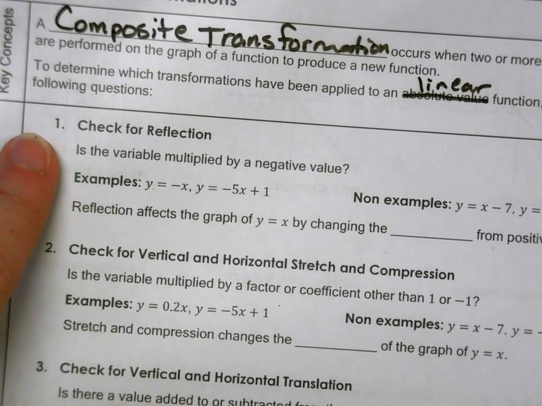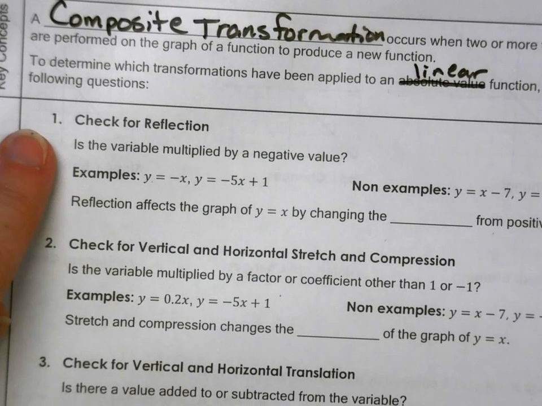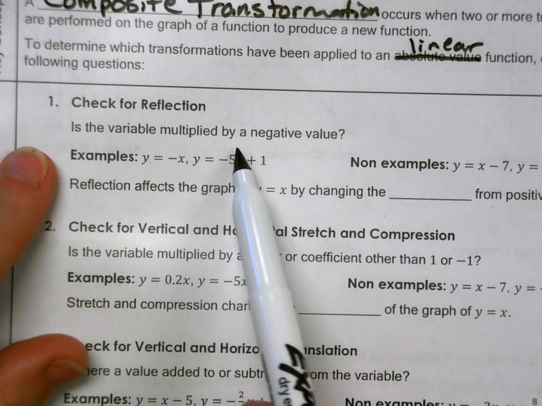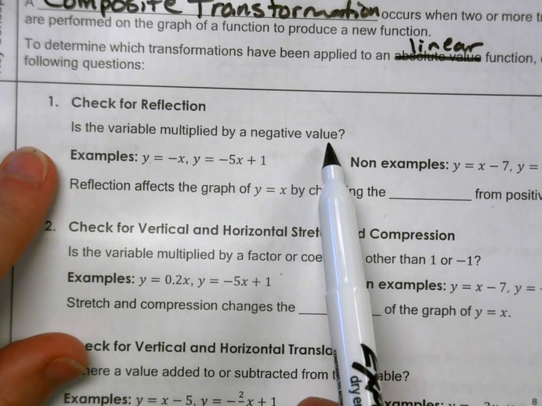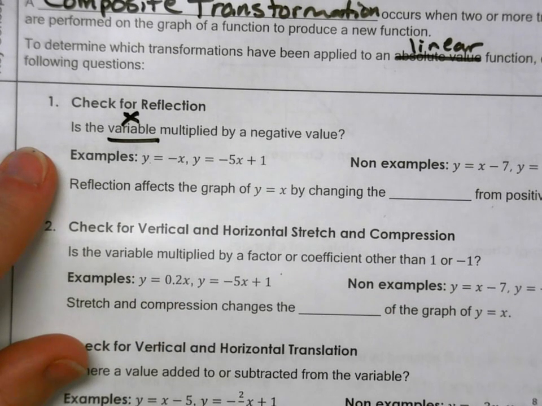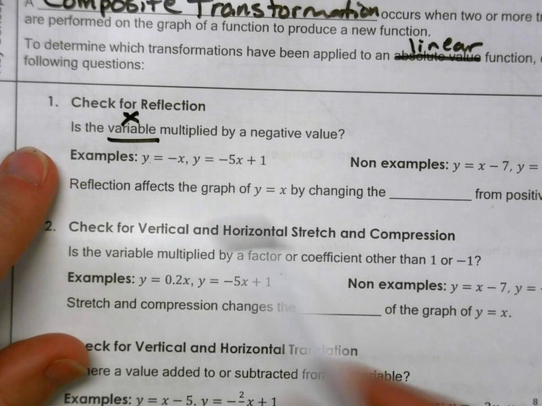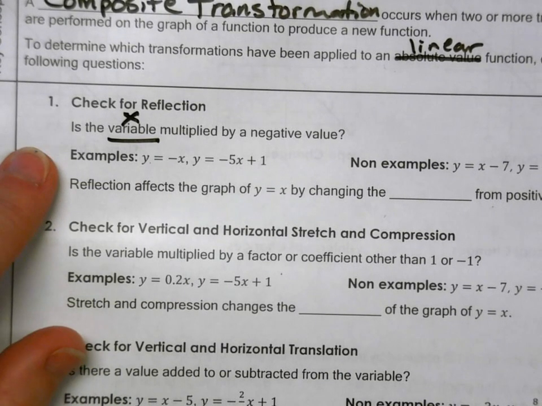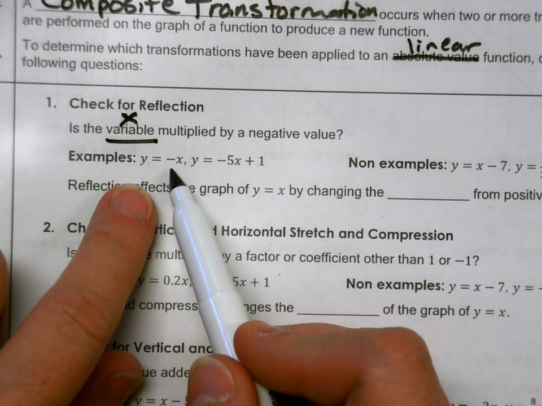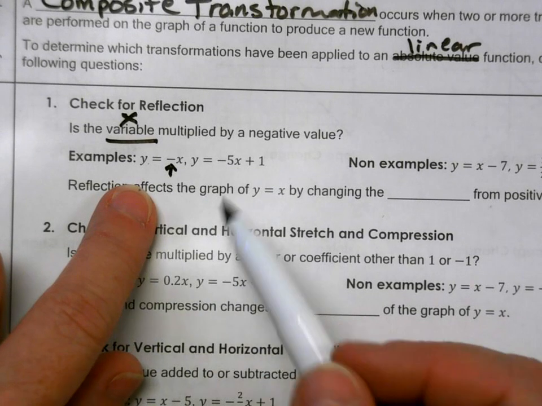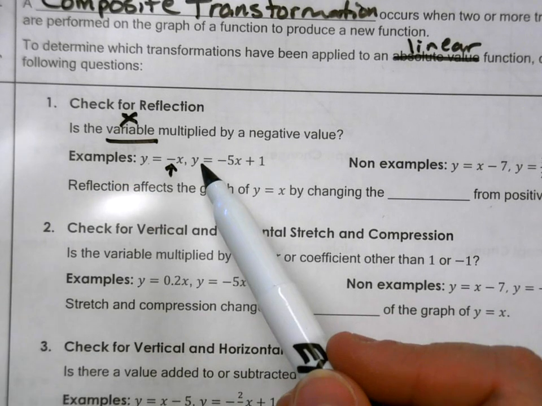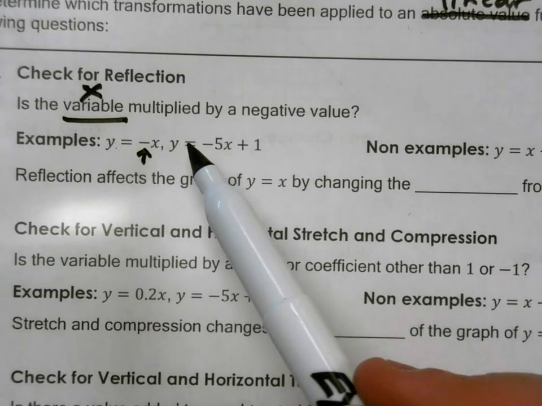So the first step that you're going to do is check for reflection. So is the variable multiplied by a negative value? Your variable that it's talking about is your x. Is your x or your function multiplied by a negative value? So right here, here's an example. We've got y equals negative x. Okay, so that's a negative multiplied by the x right there.